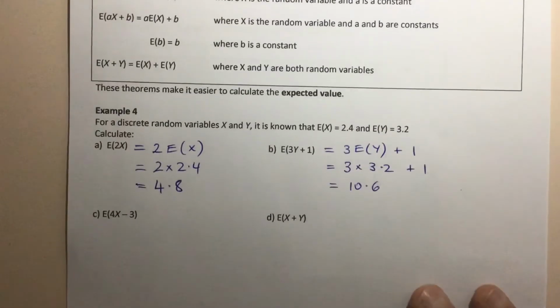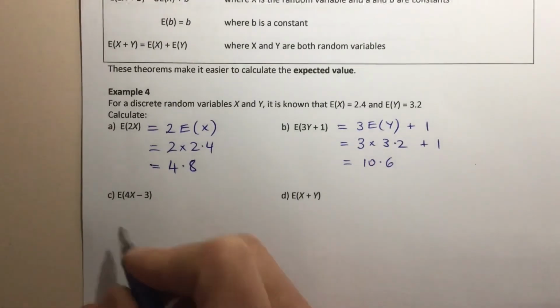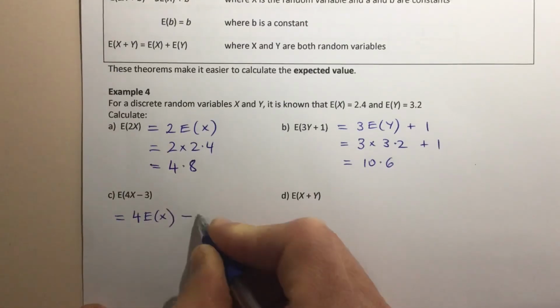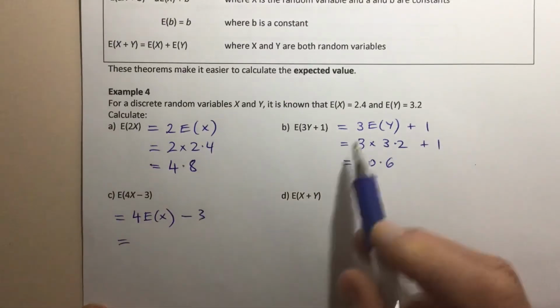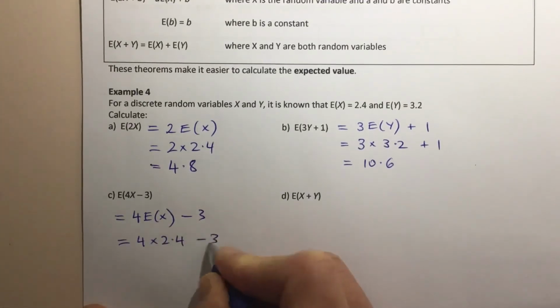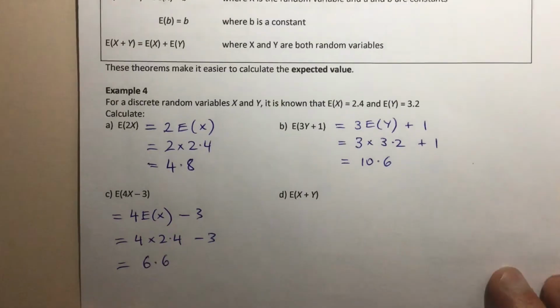Okay, expected value of 4x minus 3. Well, this is really similar to part b, but just practice with another group of numbers, so that will equal 4 times the expected value of x minus 3. So 4 times 2.4 minus 3. Now I'm going to muck this up doing it in my head, I reckon. 4 2s are 8, 4 0.4s are 1.6, so that's 9.6. 9.6 take away 3 gives me 6.6. You can check that on the calculator and make sure I haven't stuffed that up.